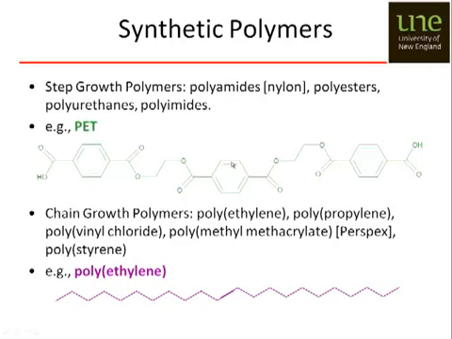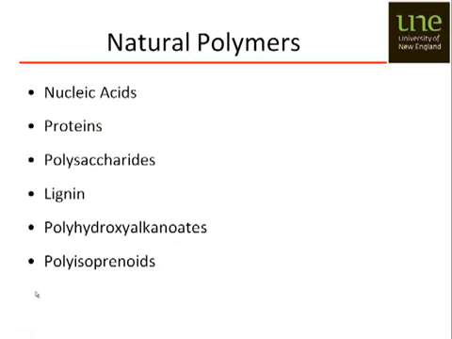Whereas with our chain growth polymer here, our polyethene, aka polyethylene, we do not have all those fancy functional groups in the chain. It's just one big, long carbon backbone. And this arises from the different mechanisms that create these two things.